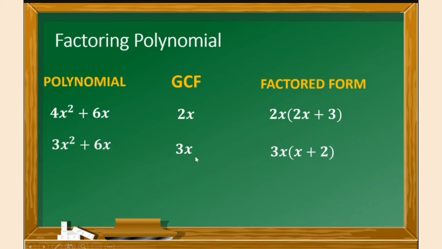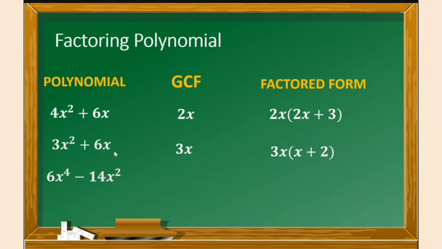Next, 6x divided by 3x, that is 2. X divided by x, 0 na po. So, therefore, the factored form is 3x times x plus 2. And the last one is 6x raised to 4 minus 14x squared. So, again, by finding the GCF, get the factor of 6. We all know that 2 and 3 is the prime factor of 6. How about 14? What is the prime factor of 14? 2 and 7. Okay, 2 times 7, 14.